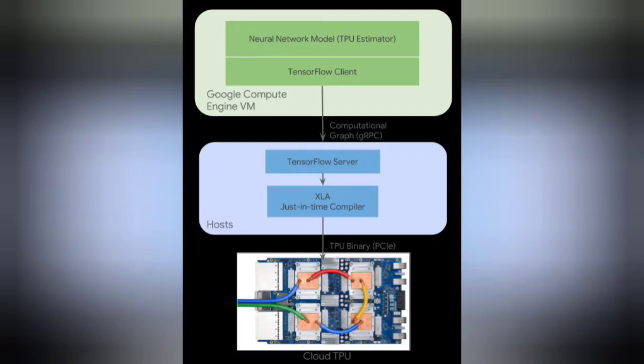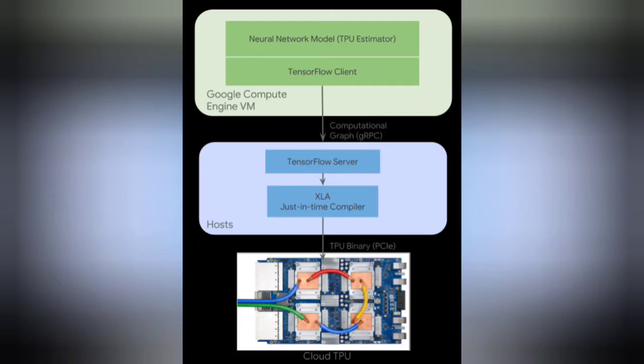TensorFlow client. The TPU estimators translate your programs into TensorFlow operations, which are then converted into a computational graph by a TensorFlow client. A TensorFlow client communicates the computational graph to a TensorFlow server. A TensorFlow server runs on a Cloud TPU server. When the server receives a computational graph from the TensorFlow client, the server performs the following actions. First, loads inputs from cloud storage. Second, partitions the graph into portions that can run on a Cloud TPU and those that must run on a CPU. Third, generates XLA operations corresponding to the subgraph that is to run on Cloud TPU. Fourth, invokes the XLA compiler.